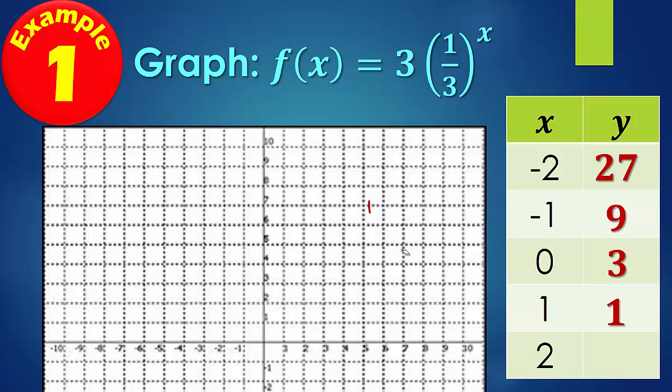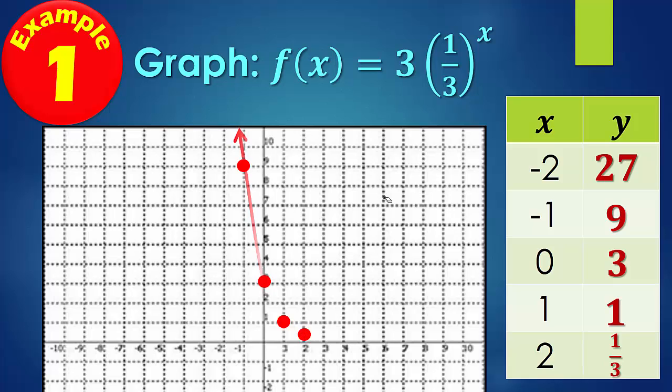Everything's just 1. And then when you replace the x with 2, 1/3 to the second power is actually 1/9. 3 times 1/9 is 1/3. And it would look something like this. There are your points. Negative 2 wouldn't show up in there, but negative 1 is 9. When x is 0, it's 3. When x is 1, it's 1.